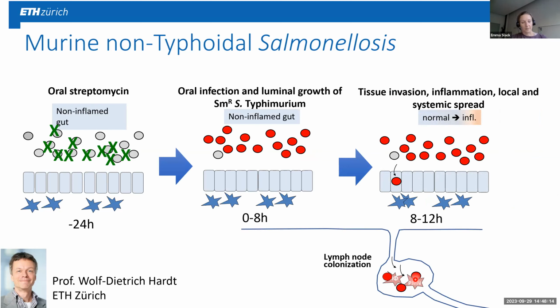And at the point when I moved to ETH, Wolf Hardt's group had already set up a system with genetic barcodes in salmonella that allowed you to put some arrows, some numbers on these arrows here.